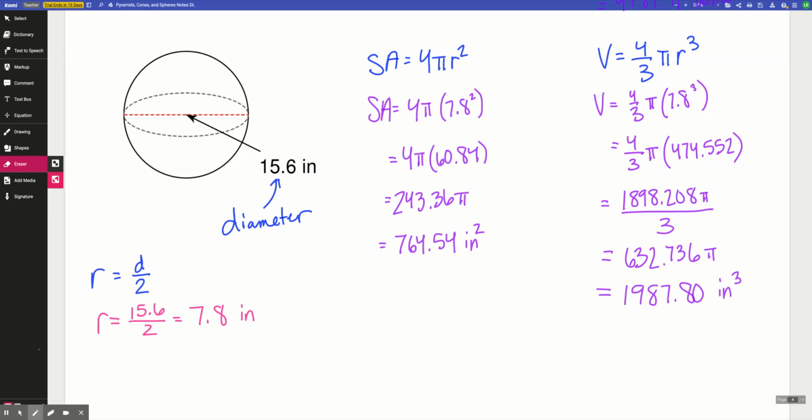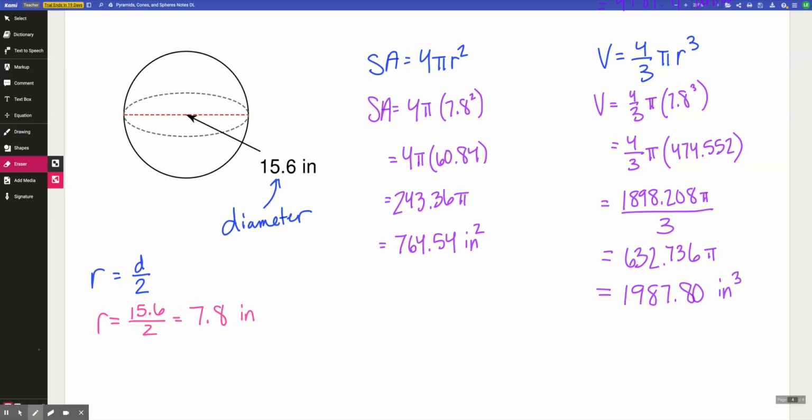Then for volume, the formula is slightly more complicated just because it has that fraction there at the front. So I have my volume equals 4/3 pi times 7.8 cubed. 7.8 cubed is 474.552. Then what I typically do next is I do times 4 and then divided by 3, just so that, again, I can keep all my multiplication and division straight. So 474.552 times 4 is 1,898.208. I still have that pi on there, and I still have to divide by 3 because I haven't done that yet.